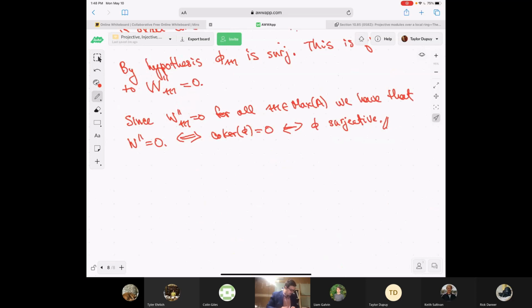All right, so let's do. I want to do flatness as a local property.